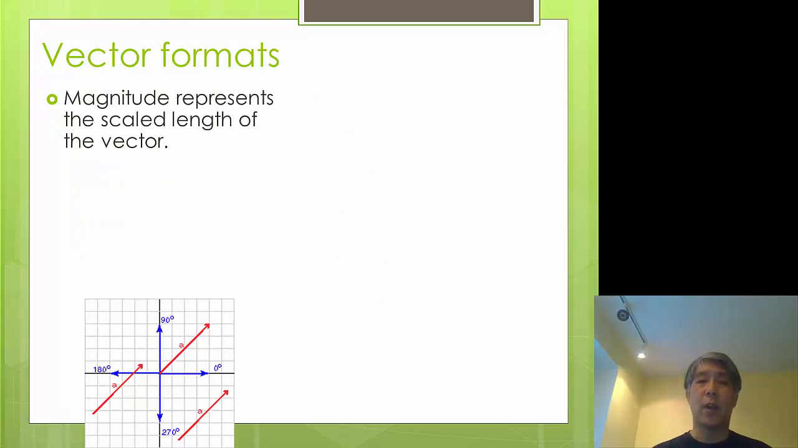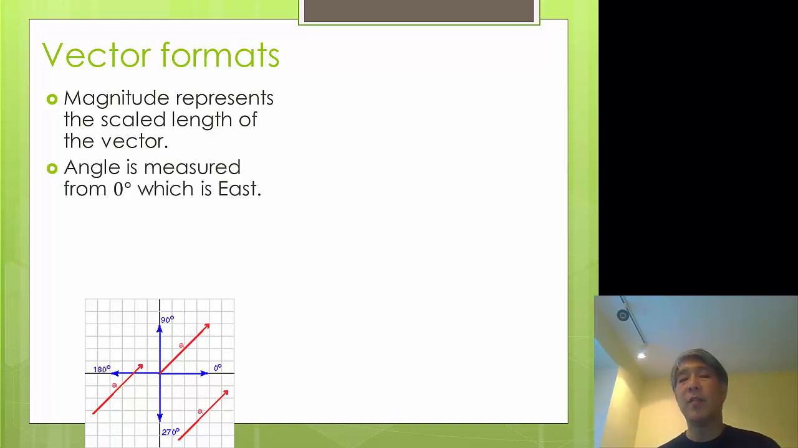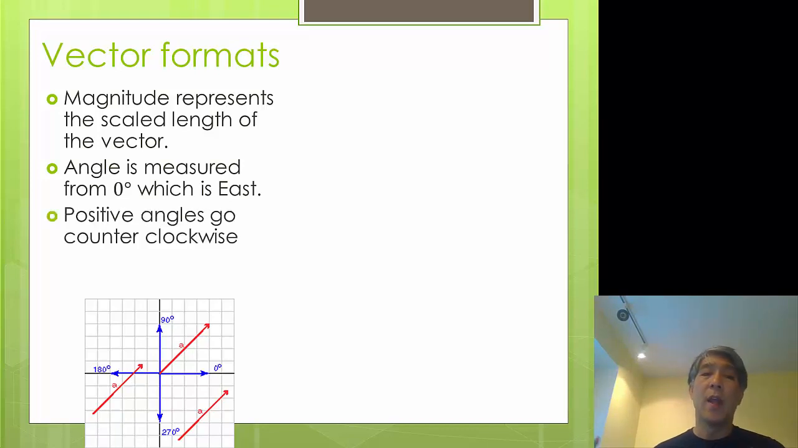So let's look at the two formats. The magnitude of a vector represents the scaled length of the vector. As long as I don't change my scale, a greater magnitude indicates a greater length. The angle, by convention, starts at 0 degrees, which on a two-dimensional plane corresponds to east as shown below. Positive angles will go counterclockwise. So starting from 0 degrees, 90 degrees would be straight north, 180 becomes west, and 270 becomes south. Negative angles, which are perfectly acceptable, would go the other direction.